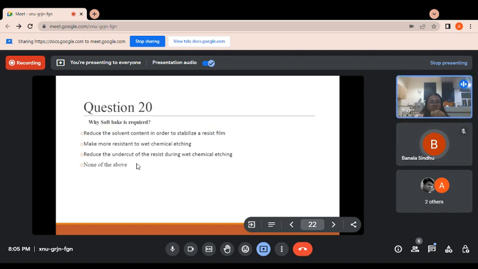Because we want to make it more resistant to wet chemical etching, for that case we want hard bake. It also reduces the undercut of the resist during the wet chemical etching. In that case we require the hard bake. But in the initial stage, to reduce the solvent content in order to stabilize the resist film, we go for the soft bake process.